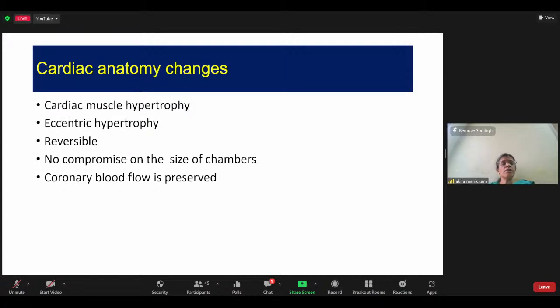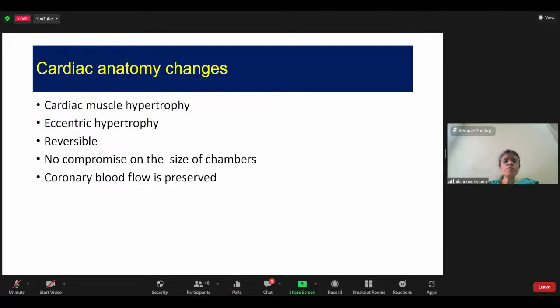When you consider the anatomy, what are the morphological changes which occur? There is cardiac muscle hypertrophy. When I say cardiac muscle hypertrophy, there is increase in size of the cardiac muscle cells, and the type of hypertrophy which occurs is eccentric hypertrophy, and it is often a reversible hypertrophy, unlike the hypertrophy in a hypertensive patient which we see normally.